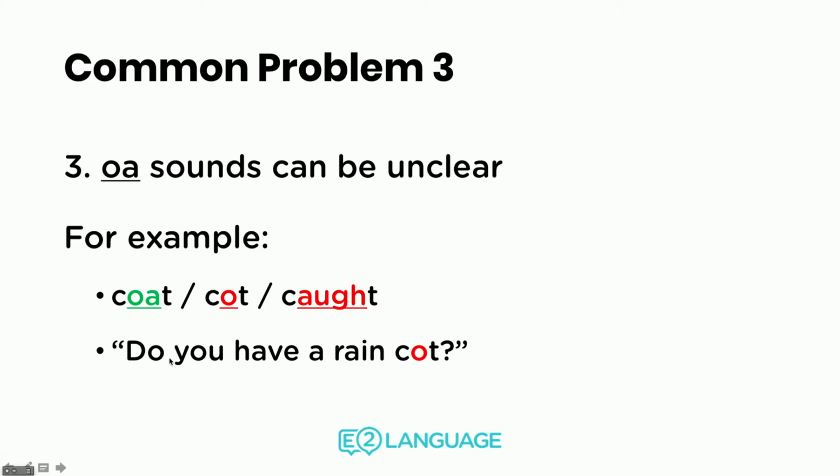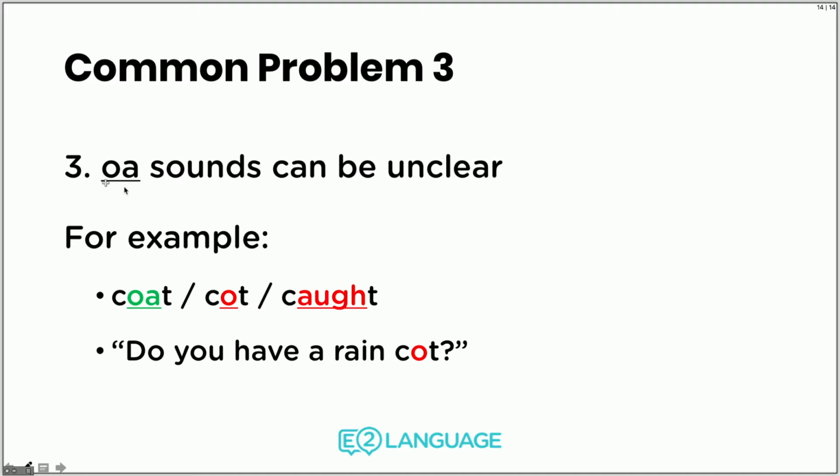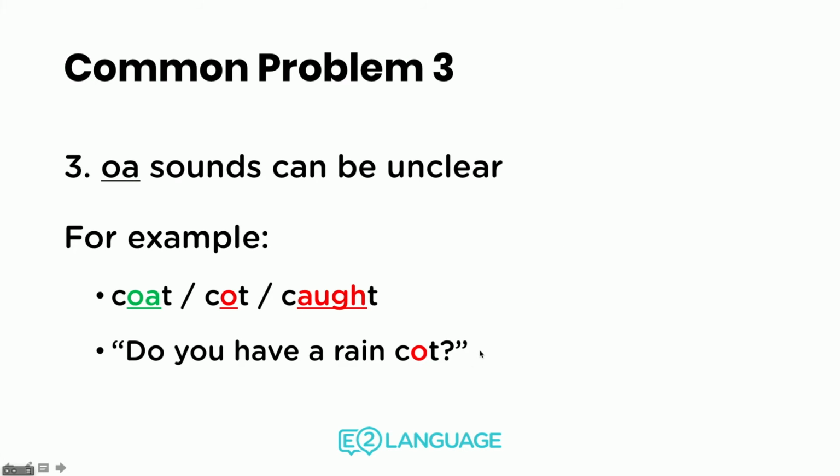This is also a common problem. This is the long O sound, as in coat. But sometimes for Dravidian speakers, it can become cot, for example. So if I'm listening to a Dravidian speaker and they say, do you have a raincoat? When in fact they should be making that a long sound. Do you have a raincoat? Coat sounds good. Cot sounds wrong, for example.